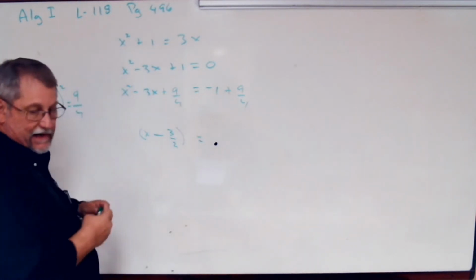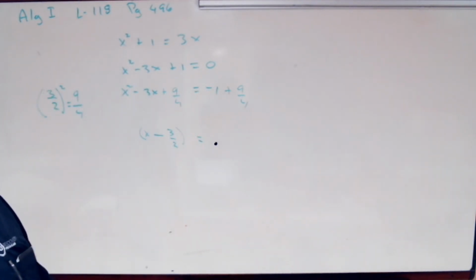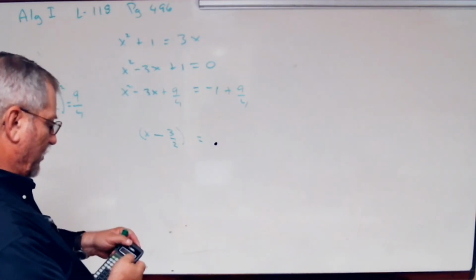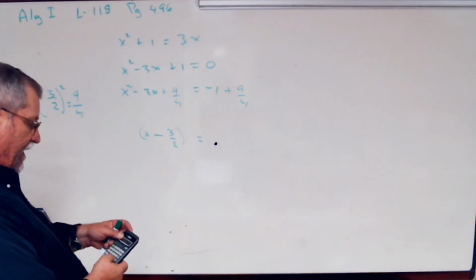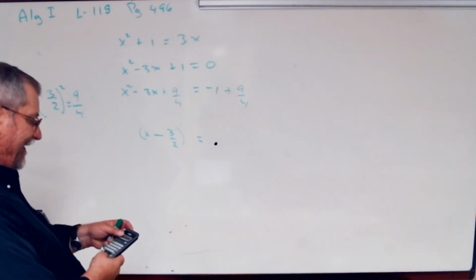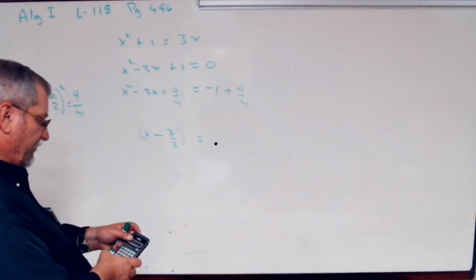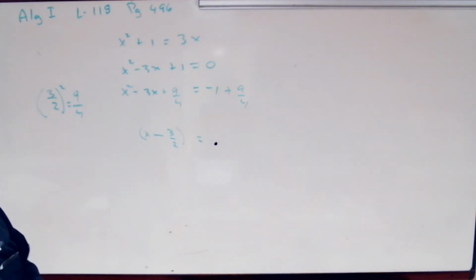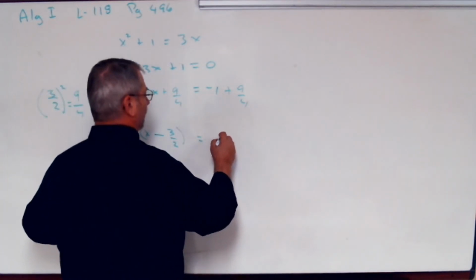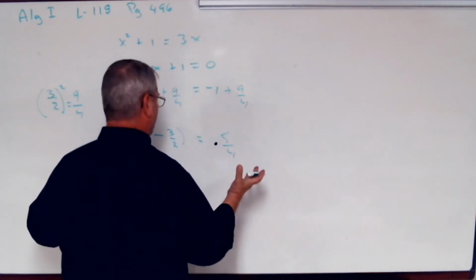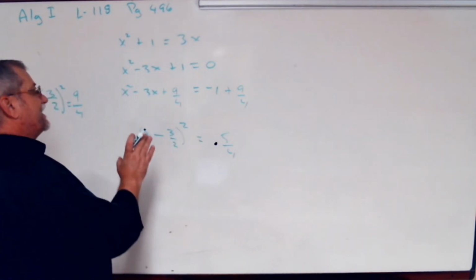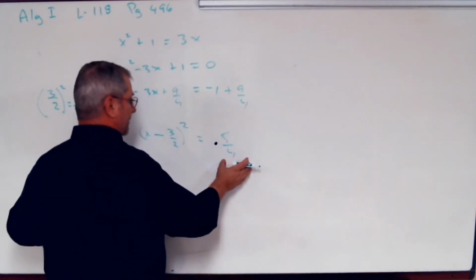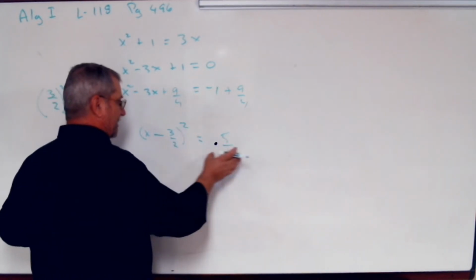Equals, this is where you get out your handy dandy little calculator. And I don't even try to work these longhand anymore. So I have 9 over 4 minus 1 equals, second function fraction, 5 over 4. This equals 5 over 4. All right? That's squared. I'm sorry. I'm losing everything. So we're going to take the square root of both sides to get rid of that. We're going to take the square root of this, square root of this.